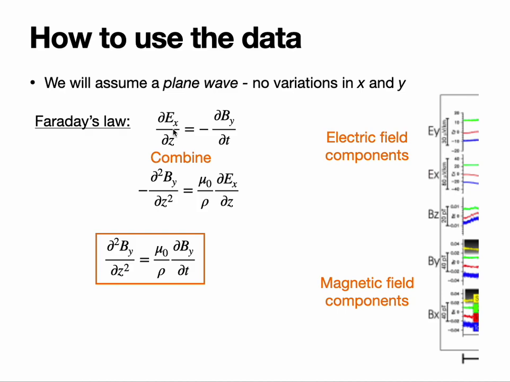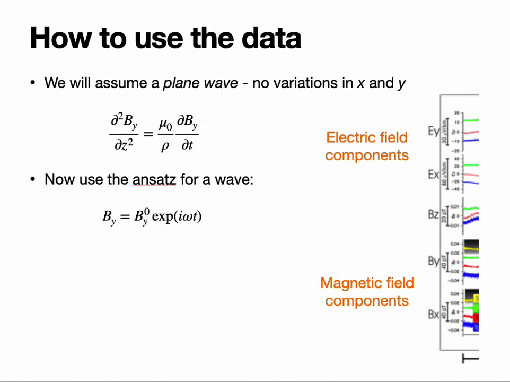Rho is outside of the derivative because it's assumed to be constant. Now, let's combine Faraday's law with this second order equation, and we end up with d2By/dz2 is equal to mu 0 over rho dBy/dt, coming from Faraday's law. And now let's use an ansatz for a wave. An ansatz is basically an exponential solution taken of this form because exponential functions are easy to derive and easy to integrate.